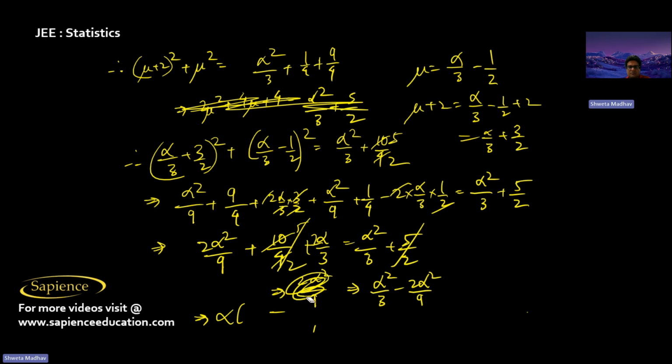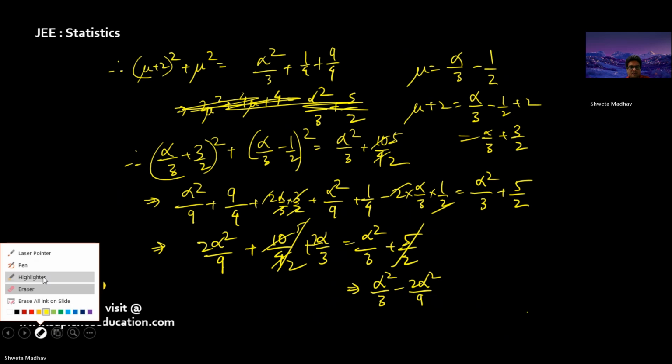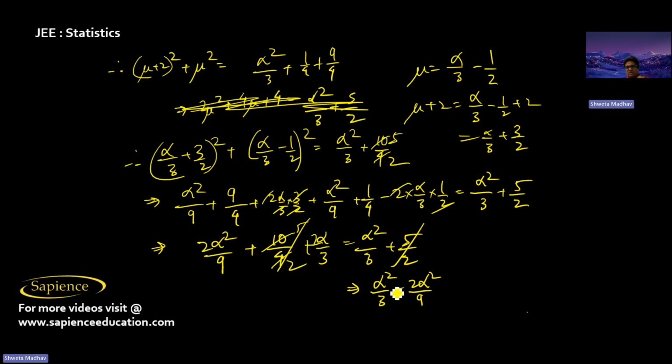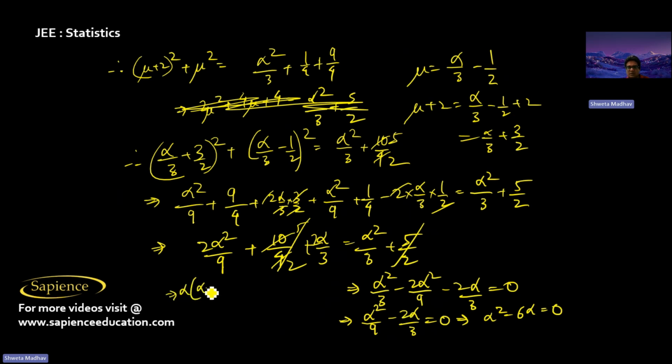This is alpha square by 3 minus 2 alpha square by 9 minus 2 alpha by 3, that is equal to 0. Then I will say alpha square by 9 minus 2 alpha by 3 is equal to 0. So I can say alpha square minus 6 alpha is equal to 0. So it means alpha into alpha minus 6 is equal to 0. So alpha will be equal to 0 or 6.